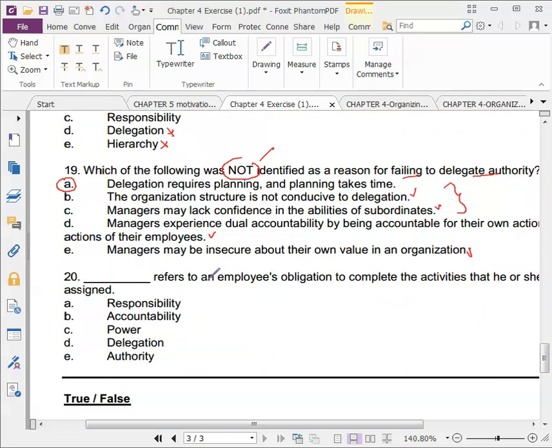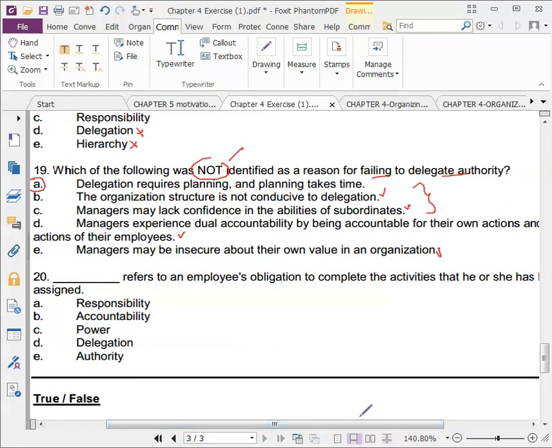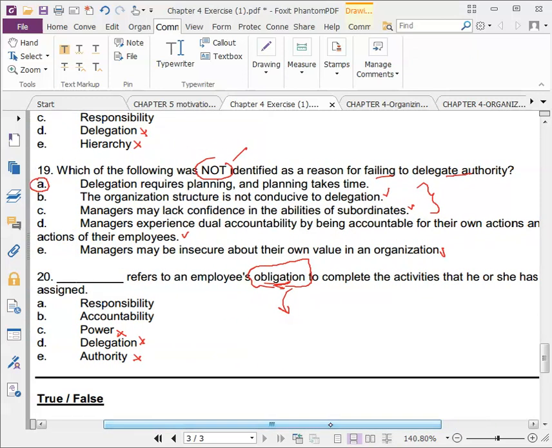Okay, 20. What refers to the employee's obligation to complete the activities that he or she has been assigned? Obligation to perform their task. Which one? Responsibility, accountability, obligation, power, delegation, authority. Which one is the most correct to show the obligation of the employee? Is that responsibility or accountability? Are you sure? The obligation to complete the activities that he or she has been assigned.